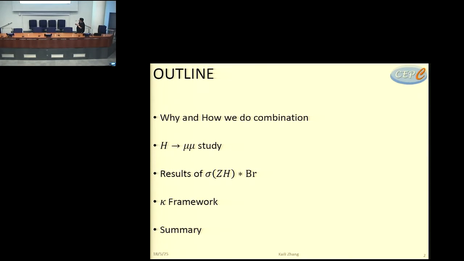My outline is why and how we do the Higgs combination, and then I will give a brief introduction for the Higgs to mu mu study. As you are interested, I will do the comparison of the Higgs to mu mu study at 3 Tesla and 3.5 Tesla. Then I will show the fit results of all the Higgs channels, cross section times branching ratio. I will also show the fit results of the Kappa framework and then give the summary.